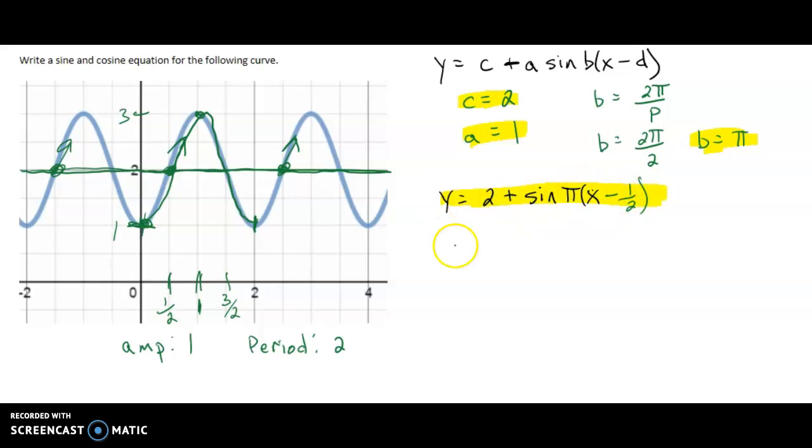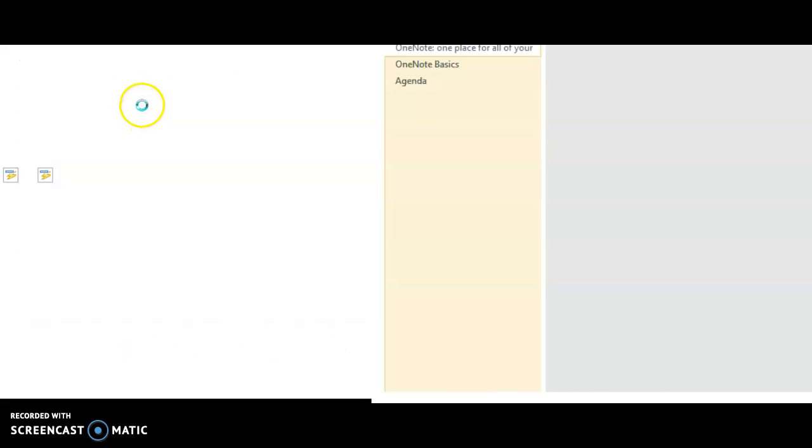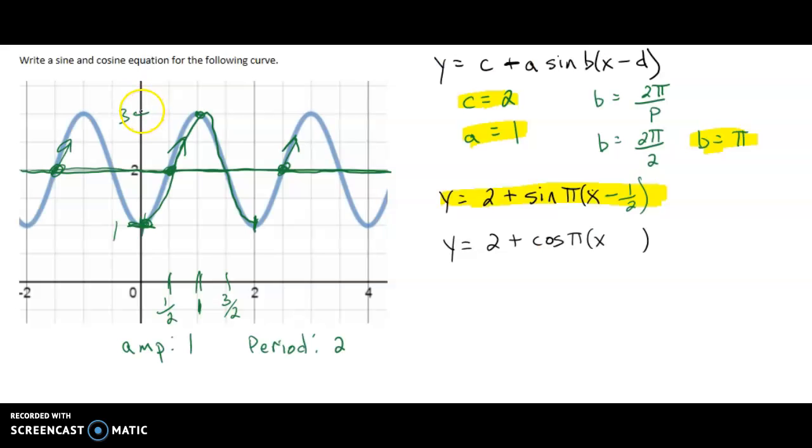Okay, for my cosine curve, everything's going to look the same except for that phase shift. So let's do 2 versions of cosine. For cosine, we want to count over to a maximum. So we could go right or left to this maximum. Let's go left just to switch it up a little bit. So if I'm here, I'm going to go left this way. And if I go left, then I'm going to have a phase shift that is +1.